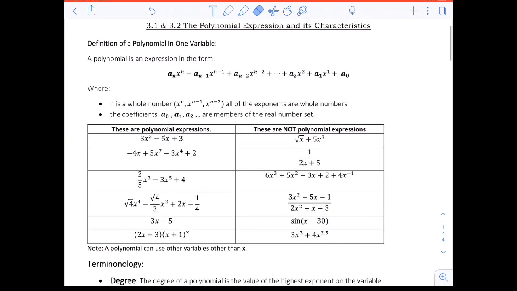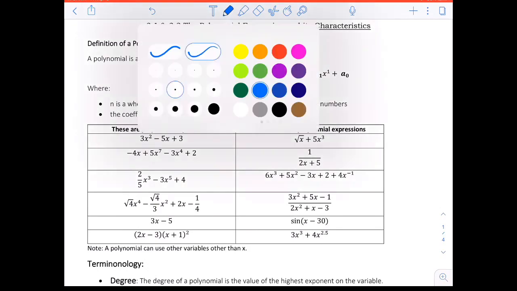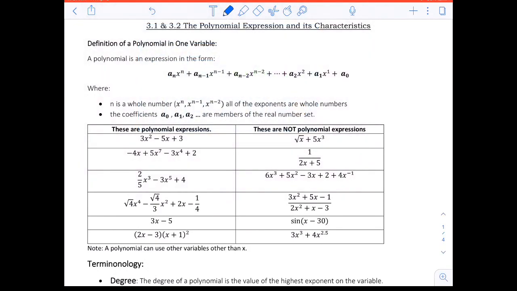First things first, we're looking at one variable polynomials, so we're only going to have x's, or any letter, but in this case we're going to be using x's as our variables. A polynomial is just a long list of terms, all separated by addition and subtraction. Each term has a coefficient out front, like the a values, a to the power n, a n minus 1, and so on. That can be any real number that could exist.